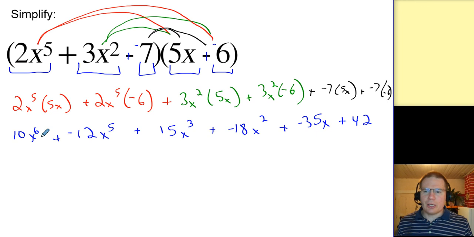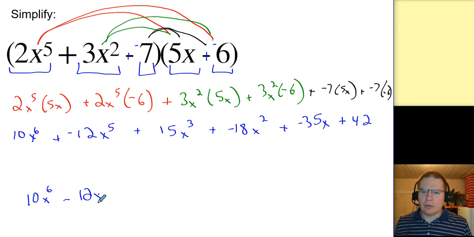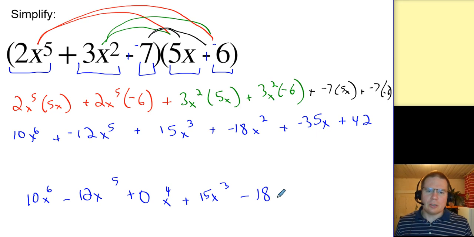Now, if I'm counting down, 6, 5, 4, 3, 2, 1, 0, right? A constant term is really the same as x to the 0. I don't have to write 0x to the 4th here. I'm not going to write 10x to the 6th minus 12x to the 5th plus 0x to the 4th plus 15x cubed minus 18x squared minus 35x plus 42.